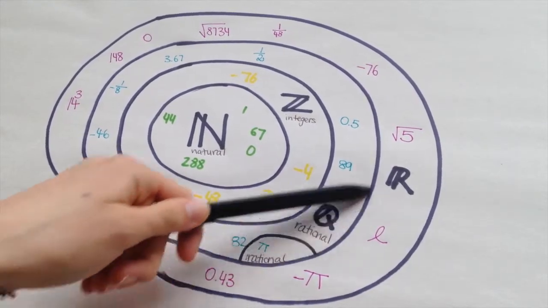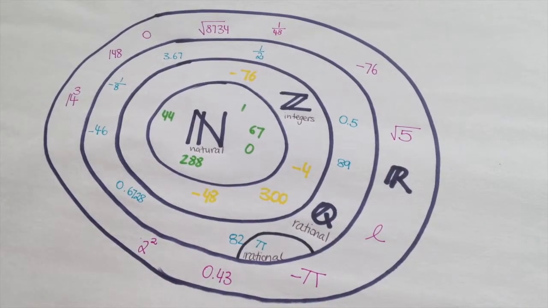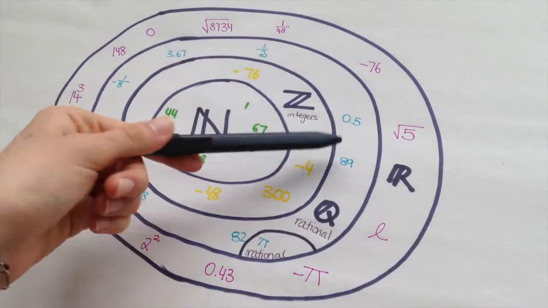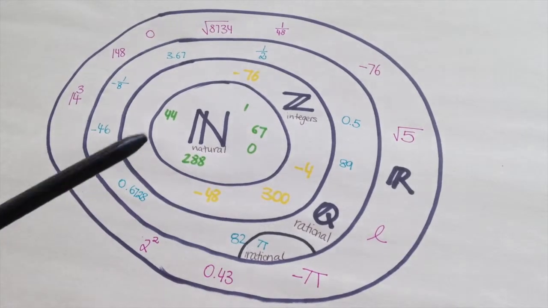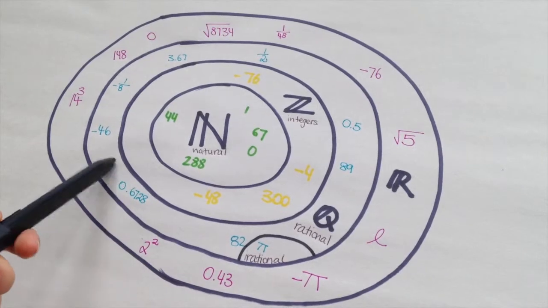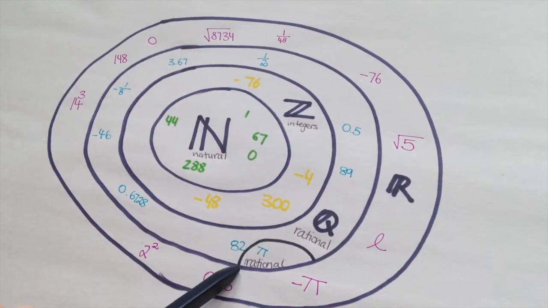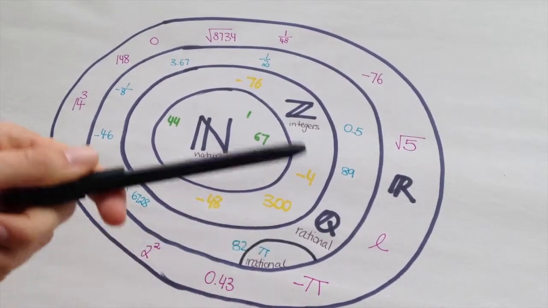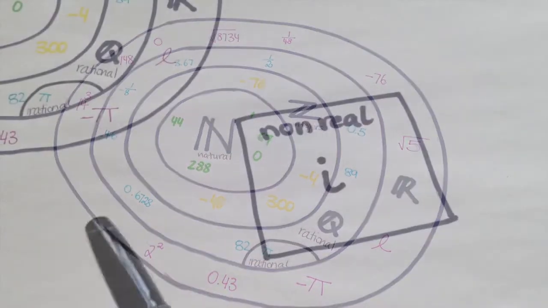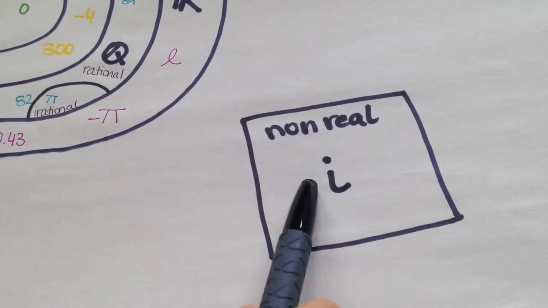Then we have our rational numbers, which are numbers such as -1/8, 3.67, 0.5, which are fractions and decimals. And then the little part of the rational numbers are the irrational numbers, for example, pi. And all of these numbers together are the real numbers. There are also non-real numbers, and they're called imaginary numbers.